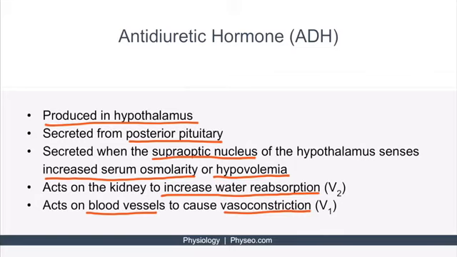And sometimes it's hard to keep V1 and V2 straight and know which belongs to which. So I remember it by simply thinking the body has two kidneys. So the kidneys must have the V2 receptors. And then, of course, the other one just belongs to blood vessels.